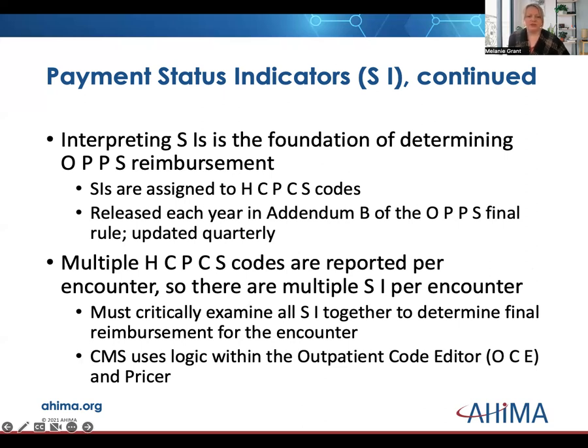Now, the part that's going to be identified as we go along is how we use those status indicators to determine reimbursement. So when there's multiple codes reported, which does happen commonly, you'll notice that there's multiple status indicators on each encounter or visit with the provider. Some of these are going to be bundled together, and some of these are going to go against each other. So it's important that we look at them to see what's included in each status indicator.